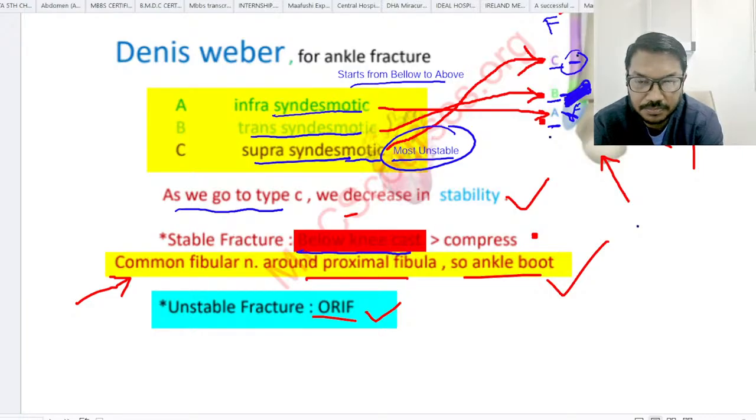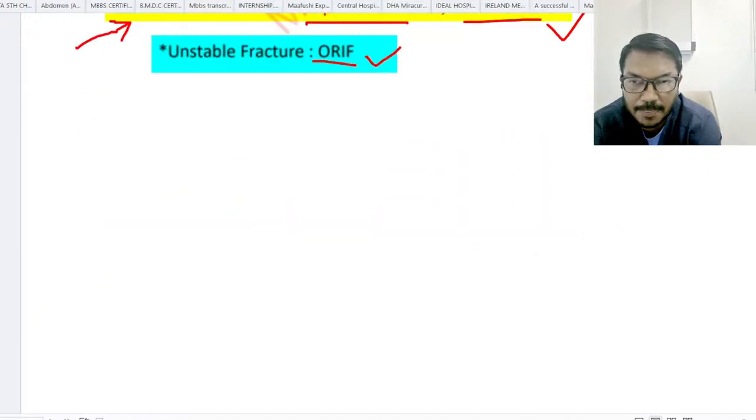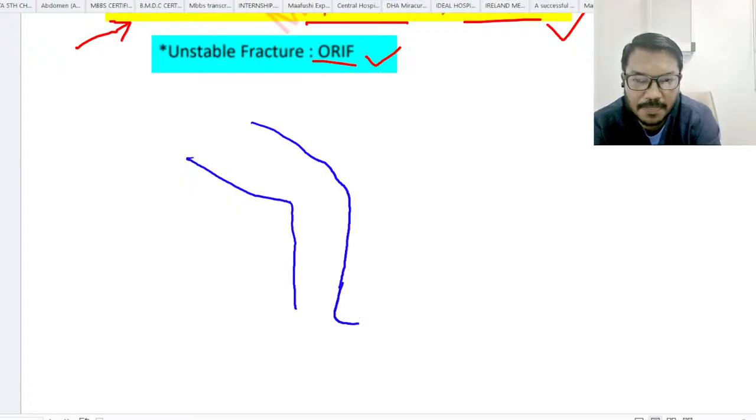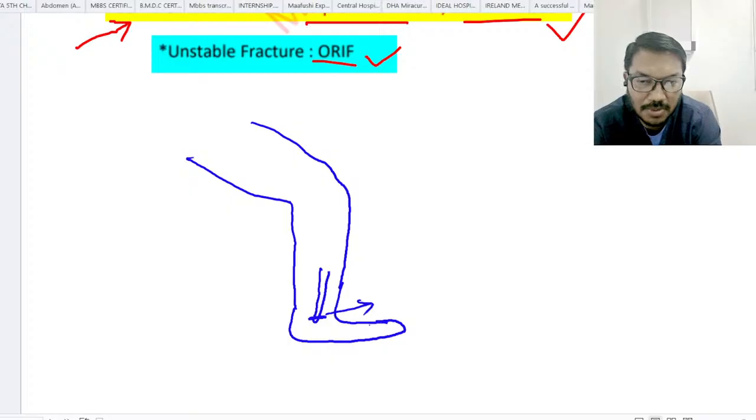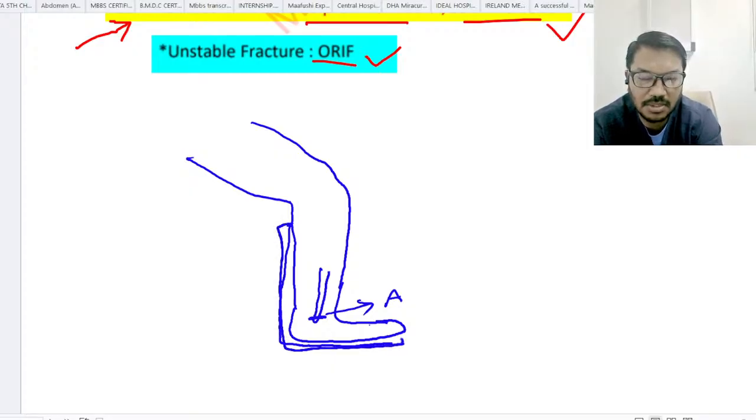Okay, below knee cast. Cast is something like, suppose this is thigh, this is leg, and this is foot. This is the knee joint. Suppose this is fibula, if it is in the lower part, which is type A, then we can just put a slab or a plaster here. You have seen the plaster, POP plaster.